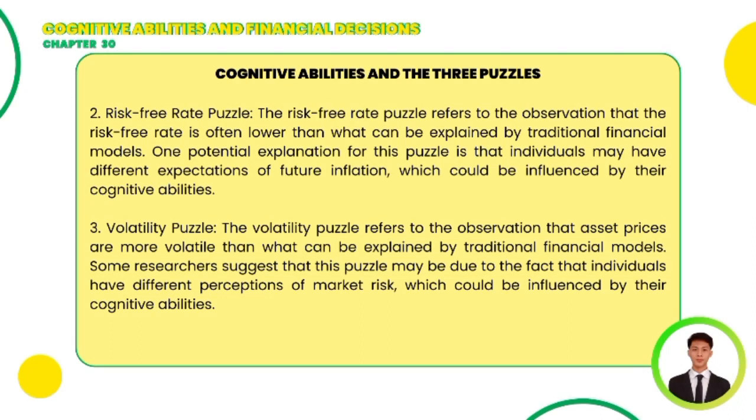Next is the volatility puzzle. The volatility puzzle refers to the observation that asset prices are more volatile than what can be explained by the rational financial models. Some researchers suggest that this puzzle may be due to the fact that individuals have different perceptions of market risk, which could be influenced by their cognitive abilities. For example, individuals who are more risk averse may be more likely to react strongly to market volatility, leading to higher levels of volatility overall.